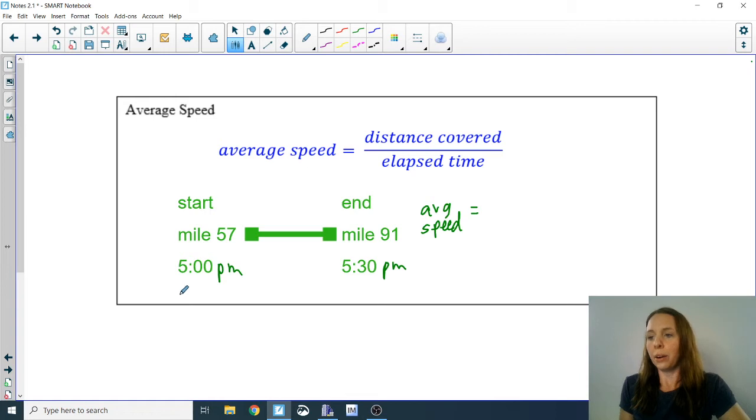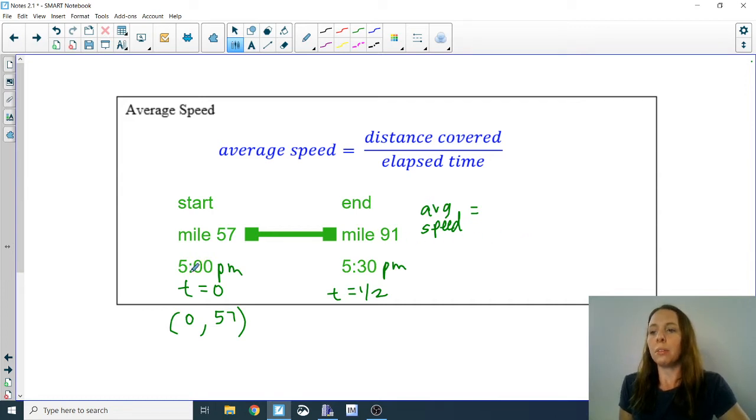So what I'm going to do over here is write this as an ordered pair. At 5 p.m., I'm going to call that a time of 0. And that'll be the x-coordinate of my ordered pair. And the y-coordinate will be the mile marker, so I'm at mile 57. At 5:30 p.m., I'm going to call that a time of a half. Does that make sense? Okay, think about this. I want to calculate my average speed in miles per hour.